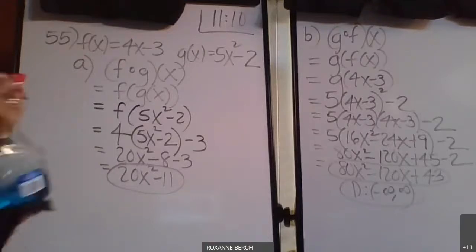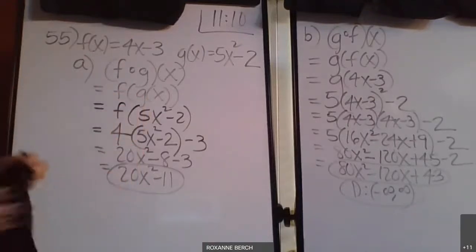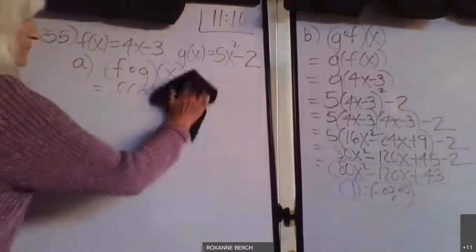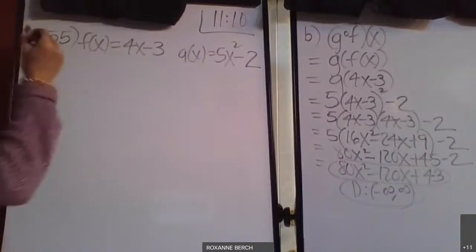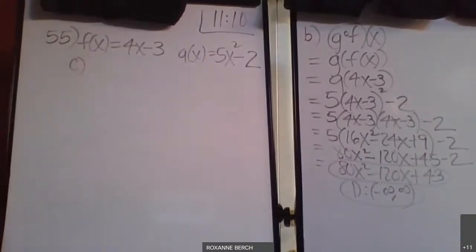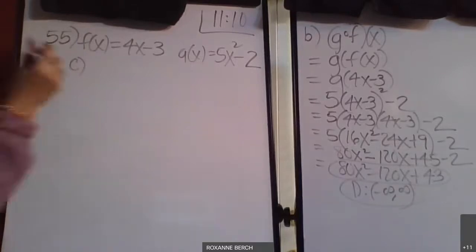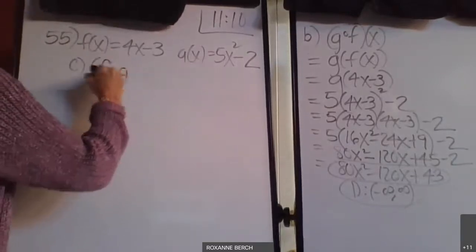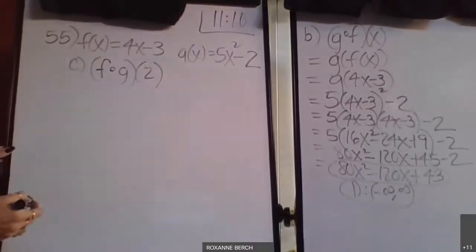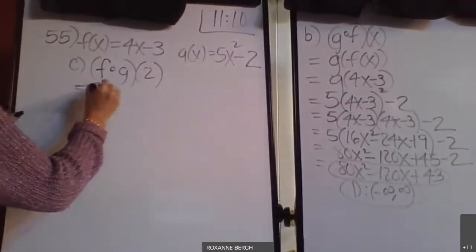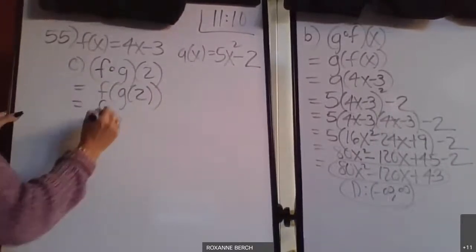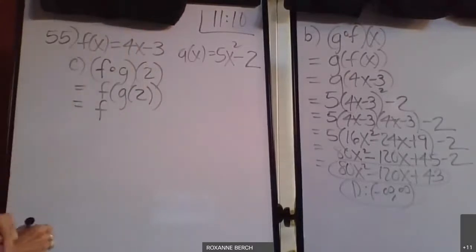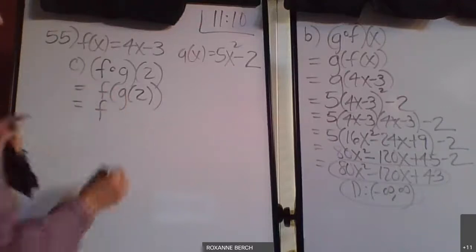Okay, now I'm going to do the next problem. So there's a C and D. Okay, here's C. C is f of g of 2. So they're going to want you to evaluate this one. So this is f of g of 2, and we're going to work from inside out. We're going to put 2 into the g function. So in other words, we're evaluating g of 2.